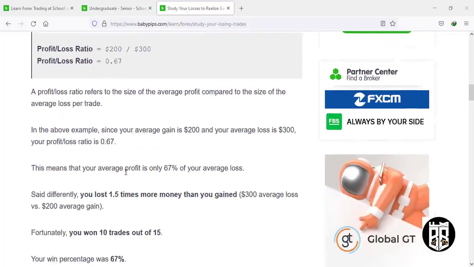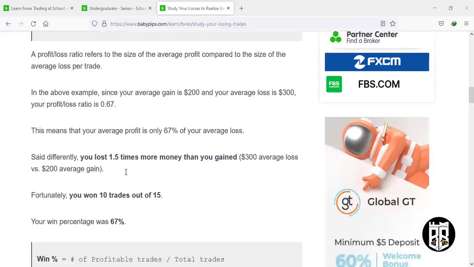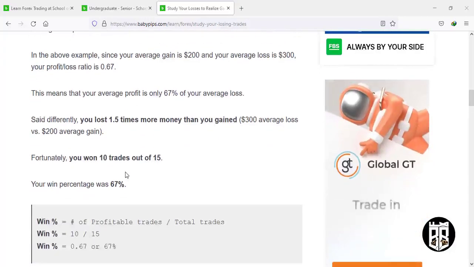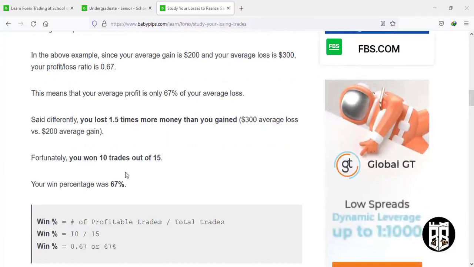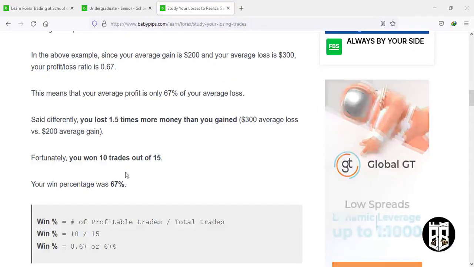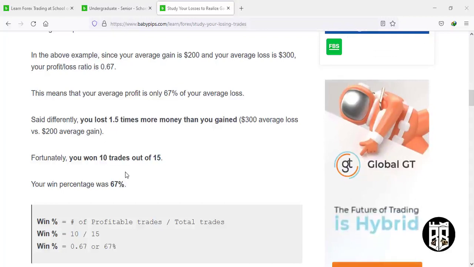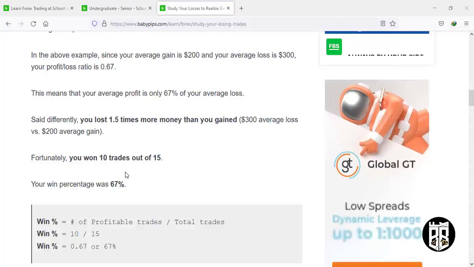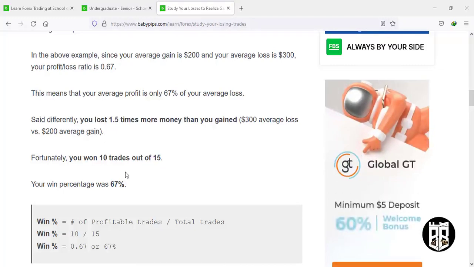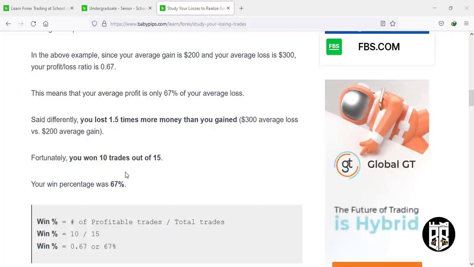Now, a profit and loss ratio refers to the size of the average profit compared to the size of the average loss per trade. In the above example, since your average gain is $200 and your average loss is $300, your profit and loss ratio is 0.67. This means that your average profit is only 67% of your average loss. If you want to put it differently, you lost 1.5 times more money than you gained. That is $300 average loss versus $200 average gain.